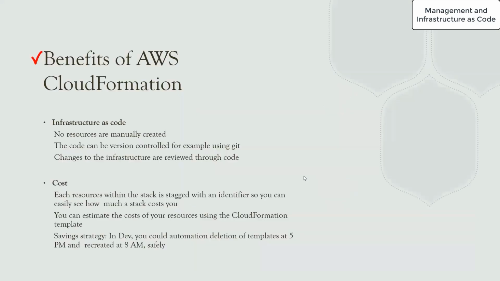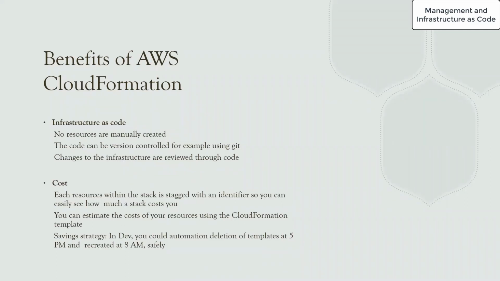Now, if I want to talk about the benefits of the AWS CloudFormation service, one, obviously, is infrastructure as code. As a result of this, I don't have to manually define any resources. All the resources will be created automatically. And I can perform source code control with the help of Git. Whenever there are any changes to the infrastructure, they can be reviewed through our code. So this is one of the benefits, that is infrastructure as code.